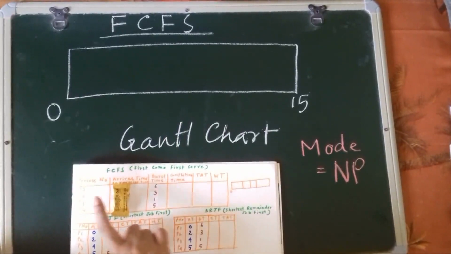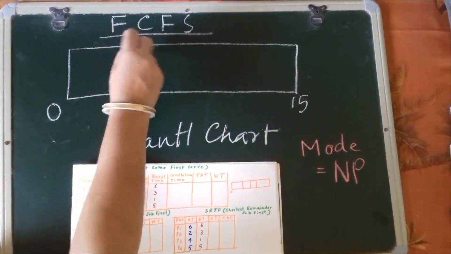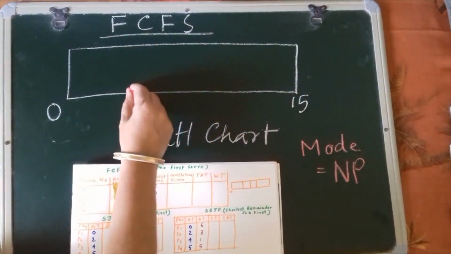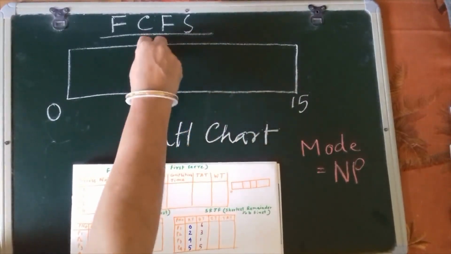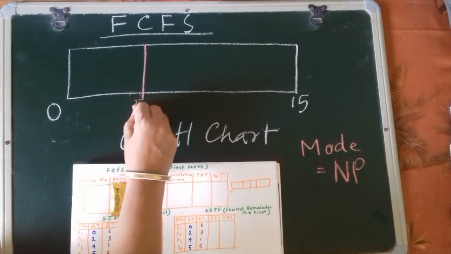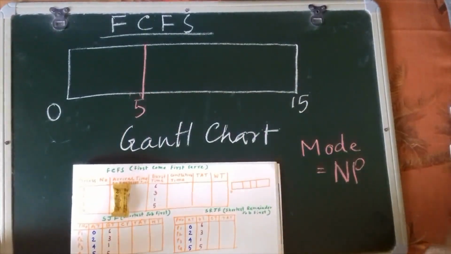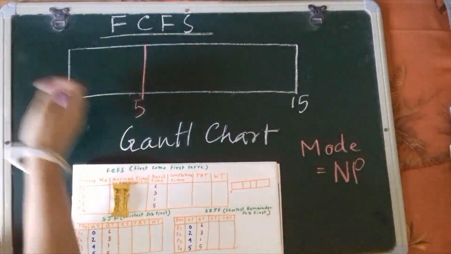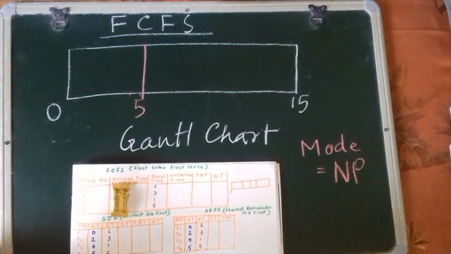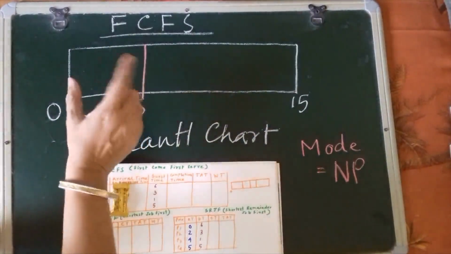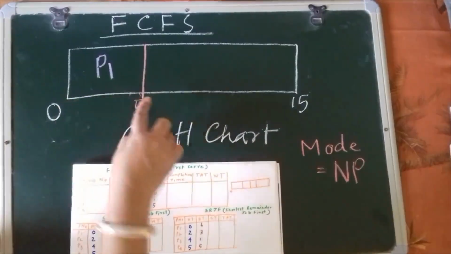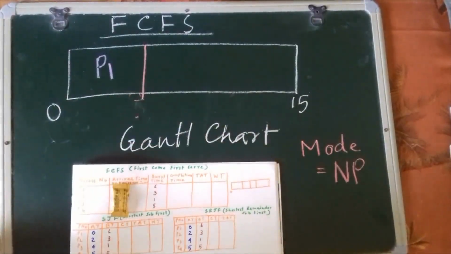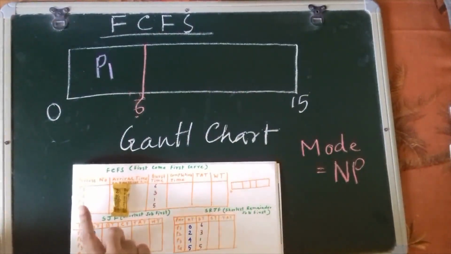So if the burst time is 6 for P1, how to draw the Gantt chart is, I can divide it approximately into 3. So 5 will come here. I am not telling you to take a scale and do it, but still, if it is just 1, it should have some difference in length with respect to 5. So P1 has executed from 0 to 6. Okay.